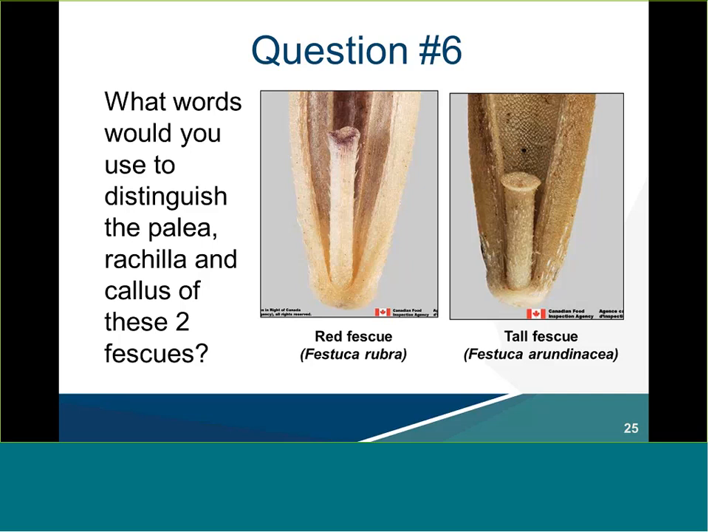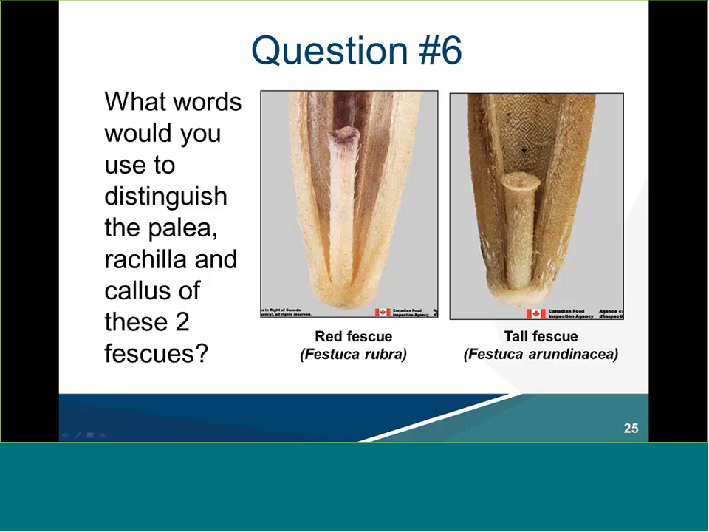And just to point out, this isn't a distinguishing feature, but I went through the first part a little bit quick. I just wanted to point out the lemma that folds over the palea. So you've got your lemma ending on the red fescue, about a quarter of the way into the picture. I'm not sure if you folks can see my mouse arrow or not, so I'm trying to give descriptive words too. And then you can see the palea as well, and it kind of dips down right in the middle. And then you can see the lemma folding over, almost a V shape from the base. So anyway, the palea: color, thickness, smooth versus granular.